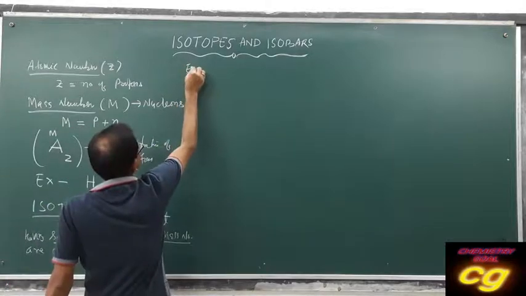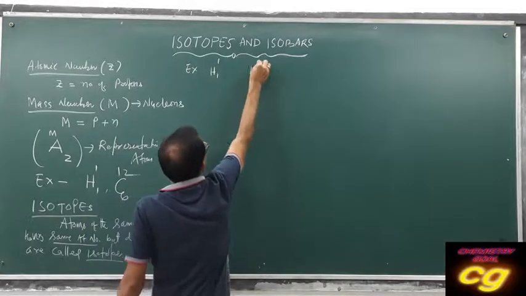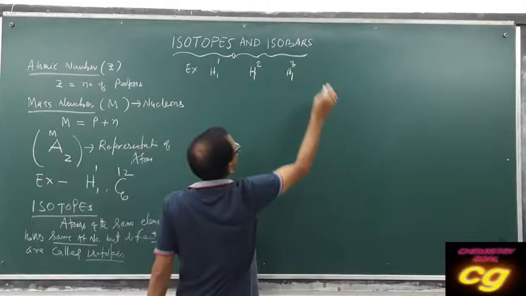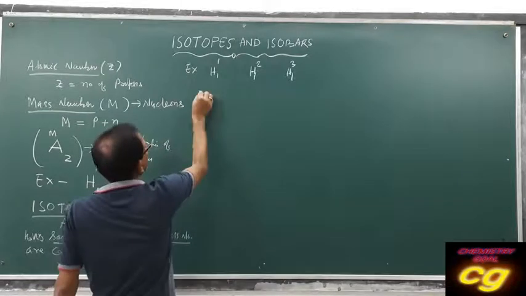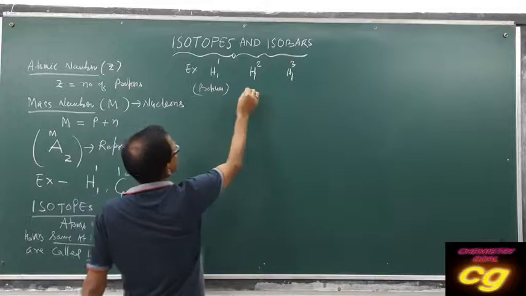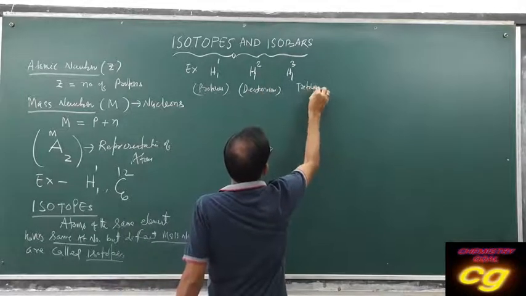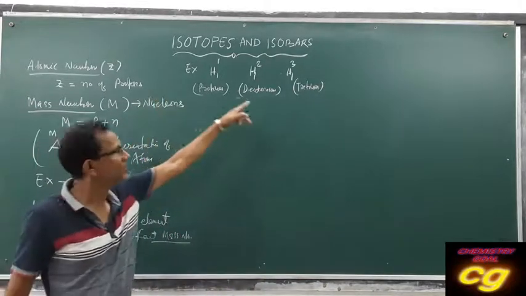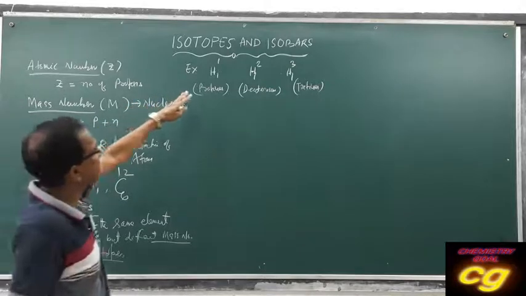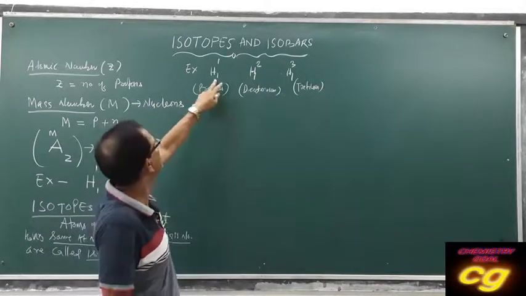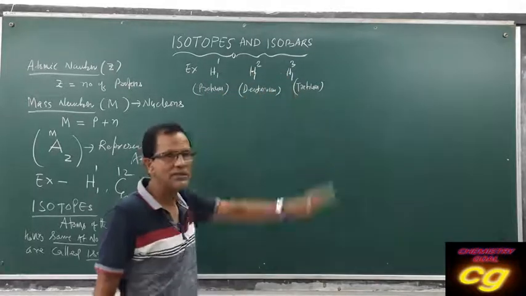What are the examples? You see, hydrogen has three isotopes: H 1 1, H 1 2, H 1 3. There are three types of hydrogen atoms. This is called protium, this is called deuterium, and this is called tritium. Three types of isotopes. Their natures are different. These are different atoms of the hydrogen element having the same atomic number 1 but different mass numbers 1, 2, 3. Mass numbers are different but atomic number is the same.